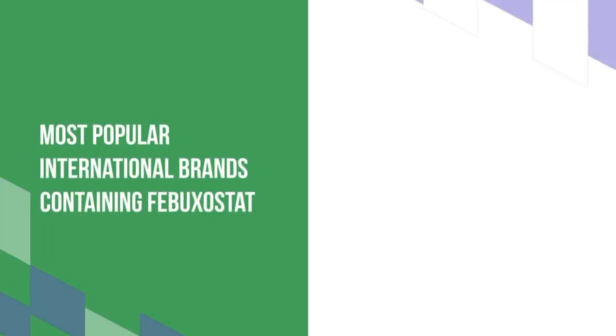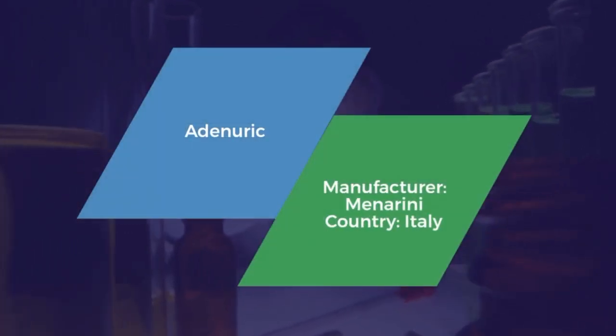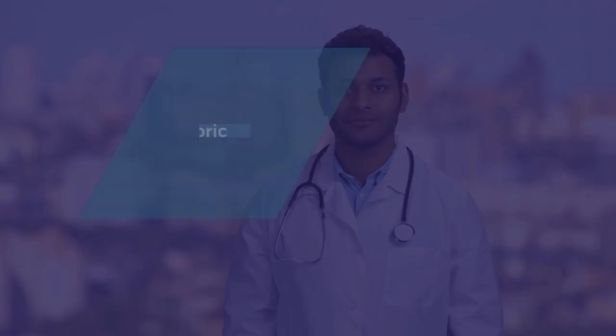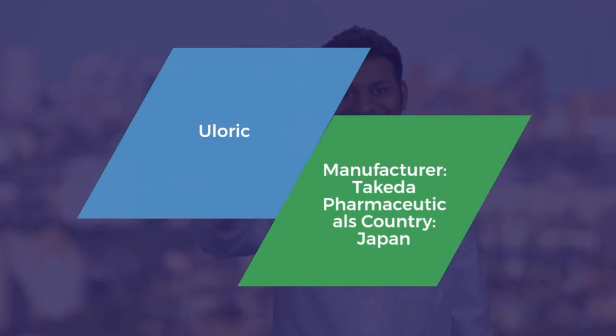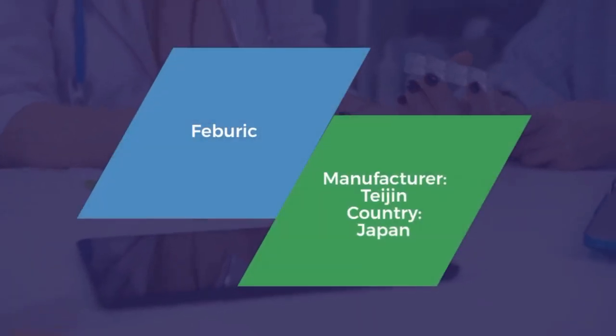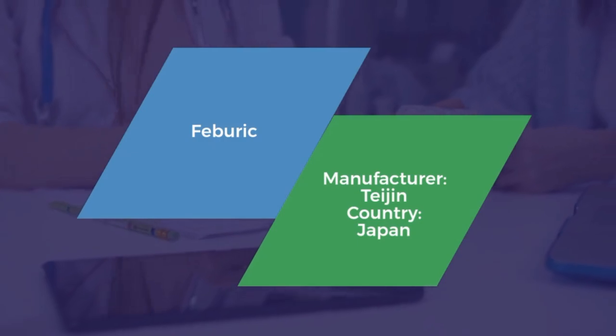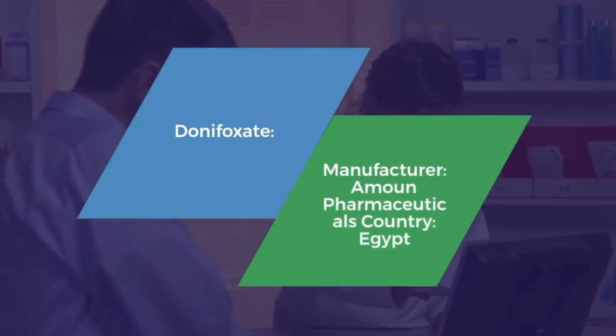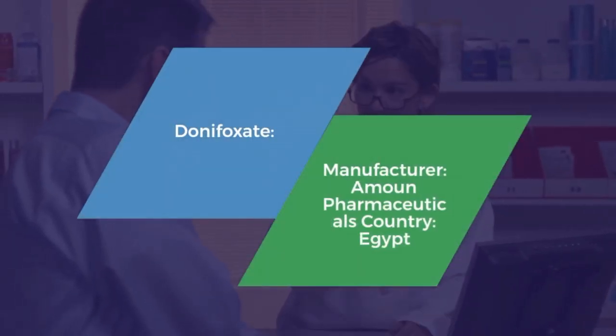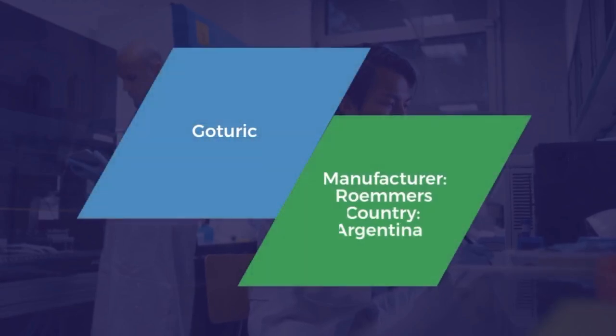Most popular international brands containing febuxostat and manufacturer details. Uloric, manufacturer Menarini, country Italy. Uloric, manufacturer Takeda Pharmaceuticals, country Japan. Feburic, manufacturer Teijin, country Japan. Donafoxate, manufacturer Amoun Pharmaceuticals, country Egypt. Gouty, manufacturer Romers, country Argentina.